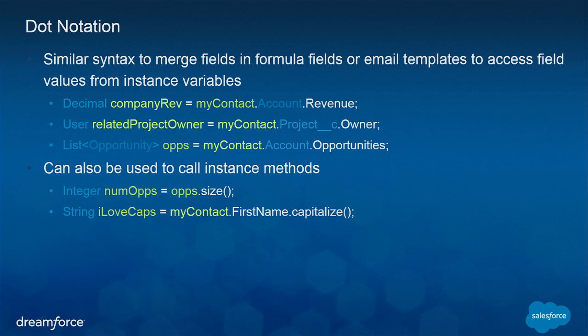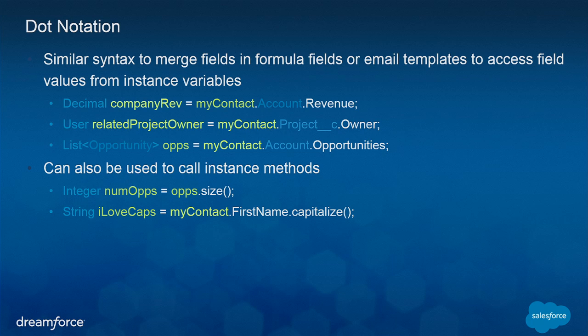The third example, again, it's a list. This time it's a list of opportunities. And from that, we're setting the opportunity by looking at my contact, who we've already pulled up, and the account associated with that contact, and the opportunities, all of the opportunities associated with that account.